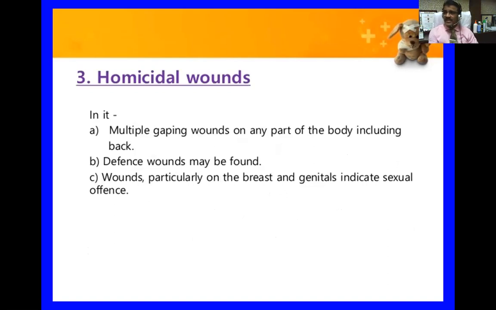What are homicidal wounds? Homicidal wounds are multiple gaping wounds on any part of the body, including the back. Defense wounds may be found. Wounds, particularly on the breast and genitals, indicate sexual offense.